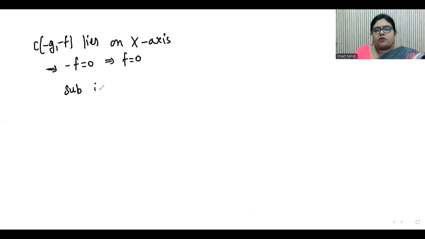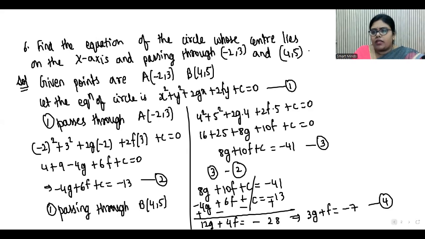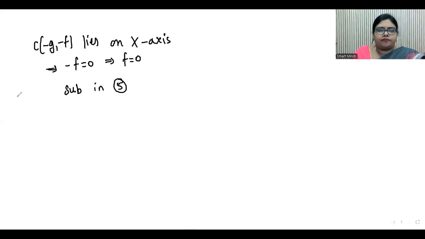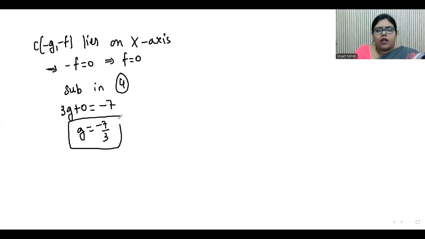Substitute this f is equal to 0 in equation number 5, sorry, in equation number 4. So what is equation number 4 here? 3g plus f is minus 7. So 3g plus 0 is minus 7. So g is minus 7 by 3. Now we got g and f values.